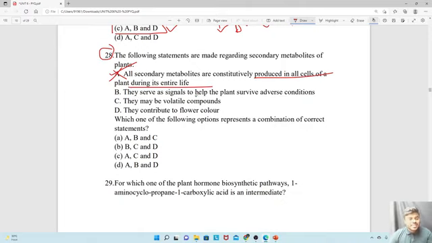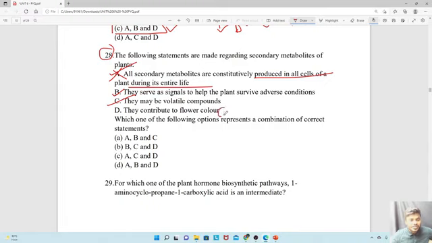Option B, they serve as signals for the plant to survive adverse conditions. Absolutely true. They may be volatile. I told you this point very clearly. Some of the secondary metabolites are volatile. Take monoterpene as an example, they are volatile. Take triterpene, they are non-volatile. Which means some secondary metabolites are volatile, some are not. Hence, the statement that they may be volatile is right.